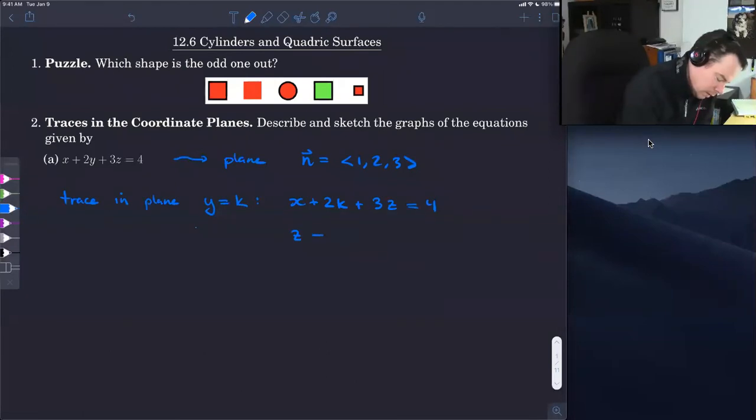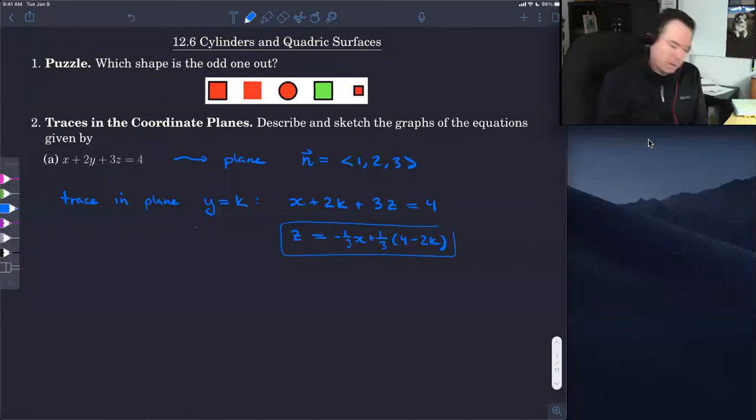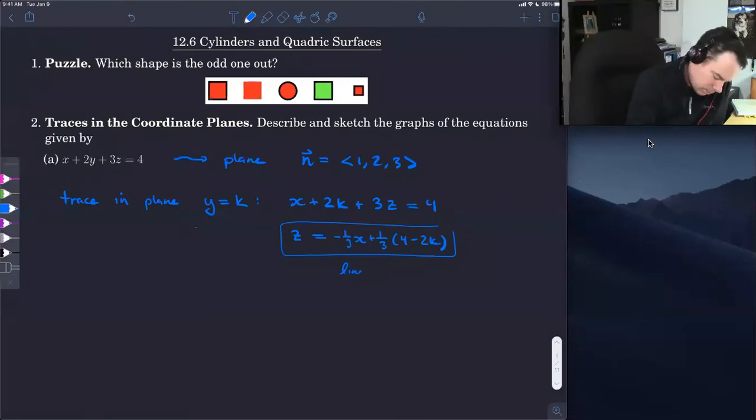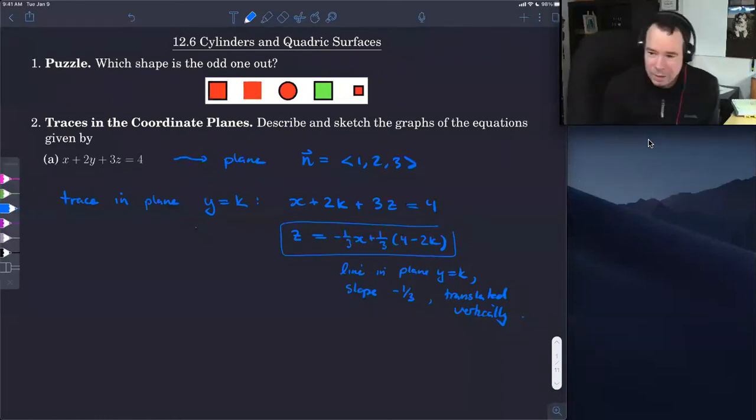Maybe I'll solve for z. So I get z equals 1/3 times (4 minus 2k), and then plus a negative 1/3 x. So this is our curve that we get just by rewriting that expression for z in terms of x. And this is a line in the plane y equals k. And we can get a slope. The slope is negative 1/3, and it's translated vertically, depending on the k value.